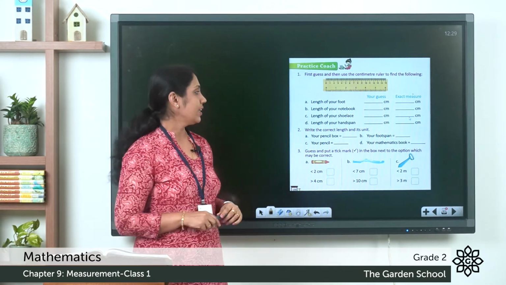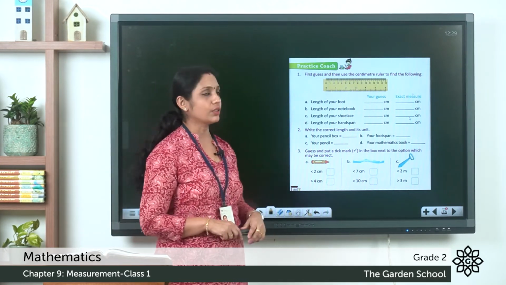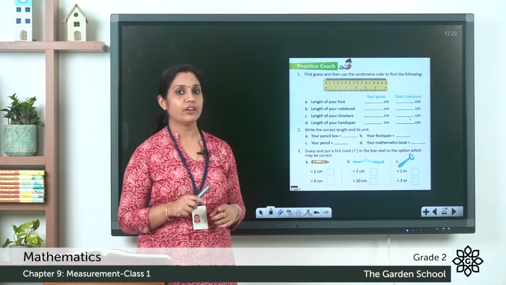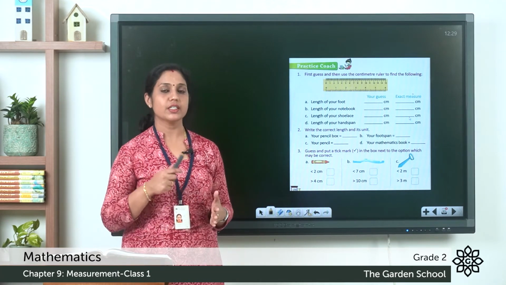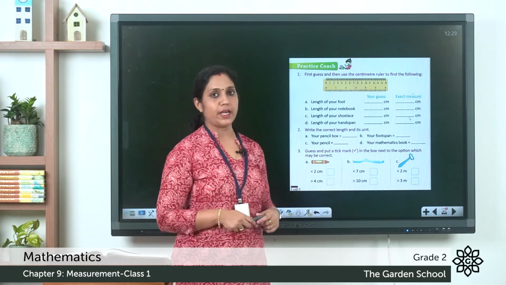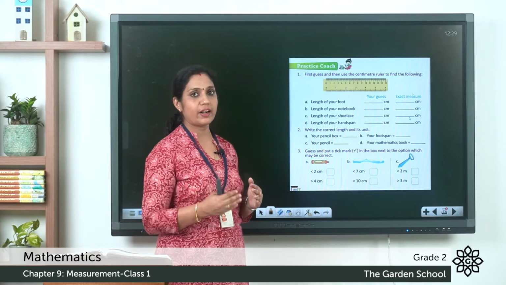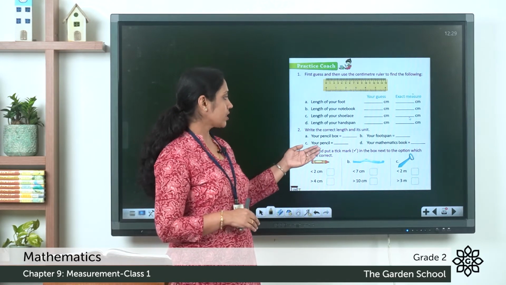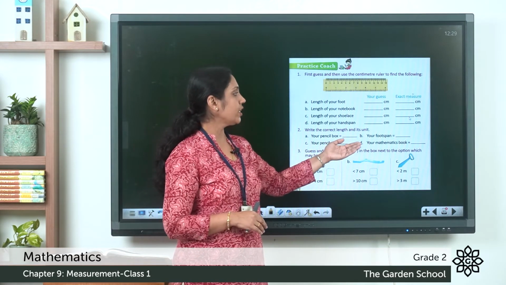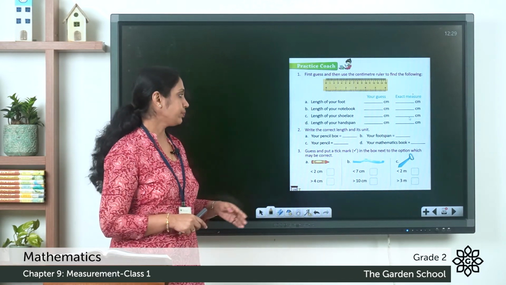The second question, write the correct length and its unit. A, your pencil box, how much is it? Measure it and write the unit, whether it is millimeter, centimeter or meter. B, your foot span, whether it will be millimeter, centimeter or meter. Measure it and write the unit accordingly. Next, C, your pencil, and D, your mathematics book. So find it out and write it in the space provided.